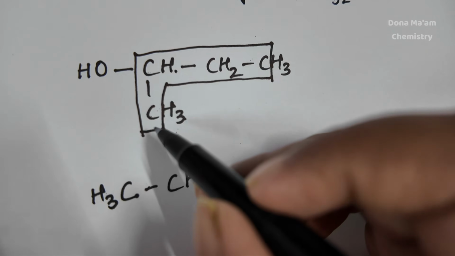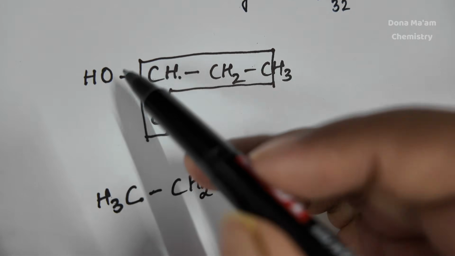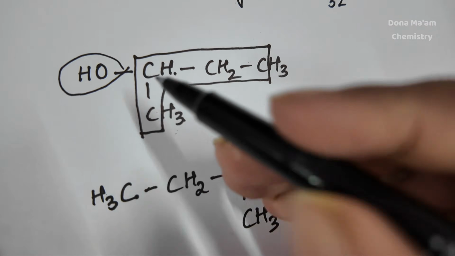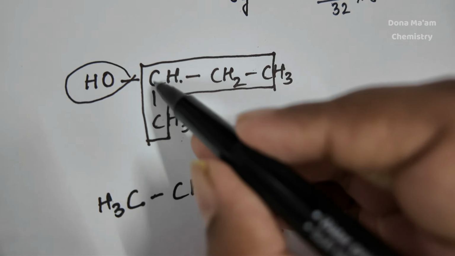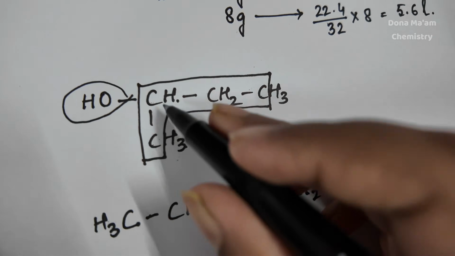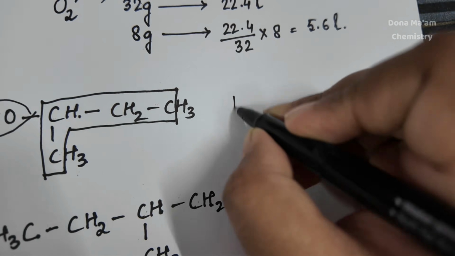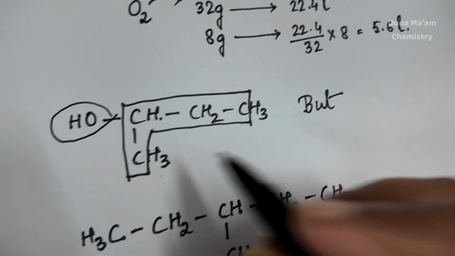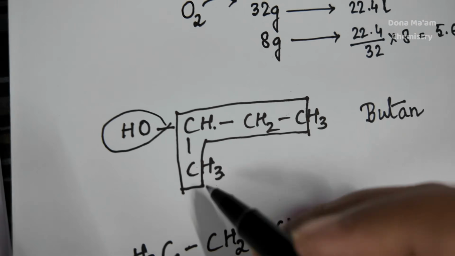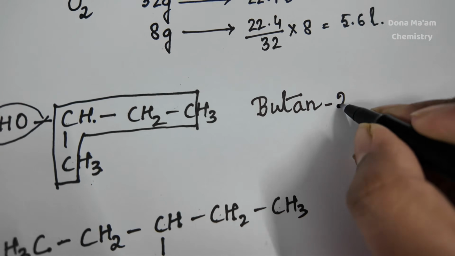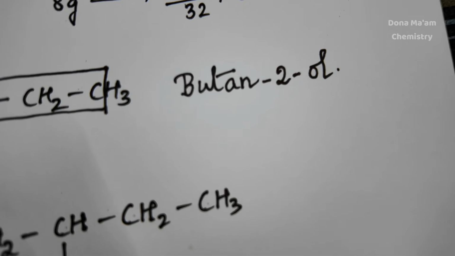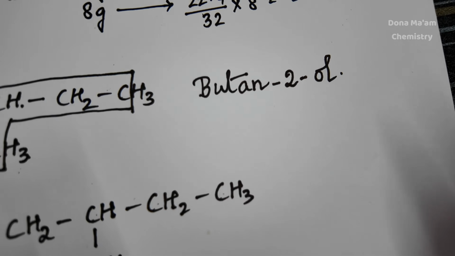It is having 4 carbon atoms, and for numbering, if it's having a functional group, you have to number it in such a way that the functional group gets the lowest position. So 1, 2. In the 2 position, the alcohol is hanging. In the long chain, there are 4 carbons, so the answer will be but, and all carbon-carbon single bonds, so butan. In the second position, the alcohol is present, so ol. So the answer goes butan-2-ol, and you have to write that 2. You can't ignore that 2.